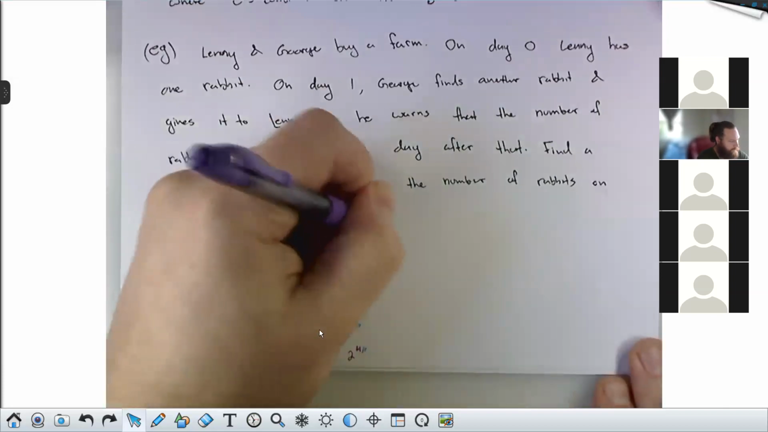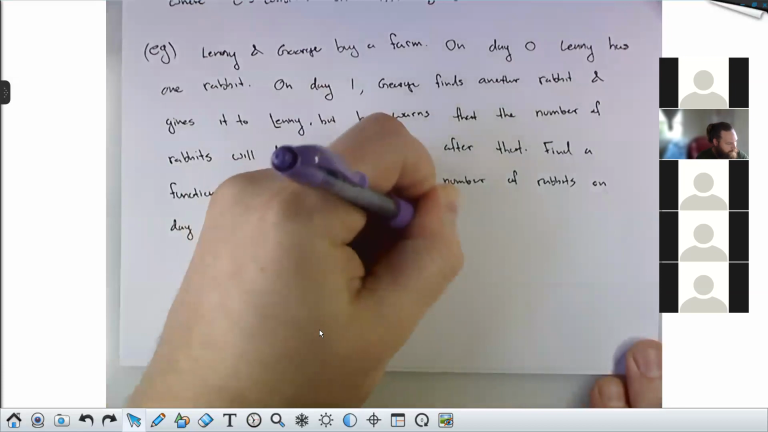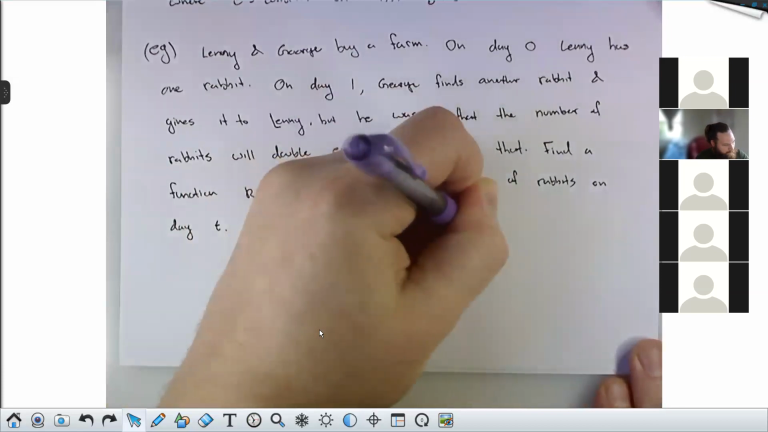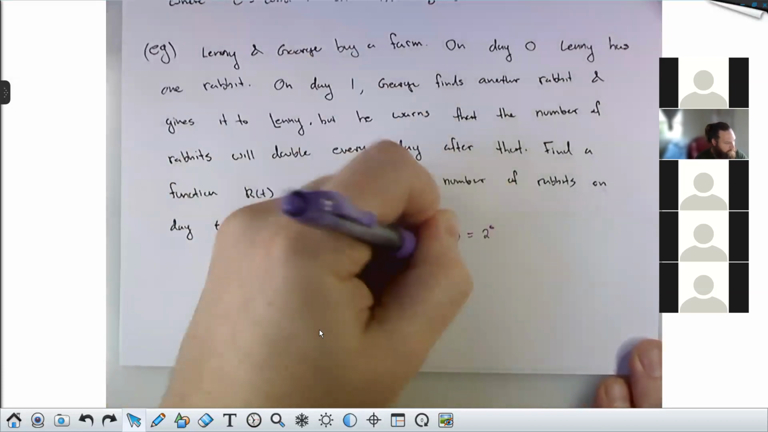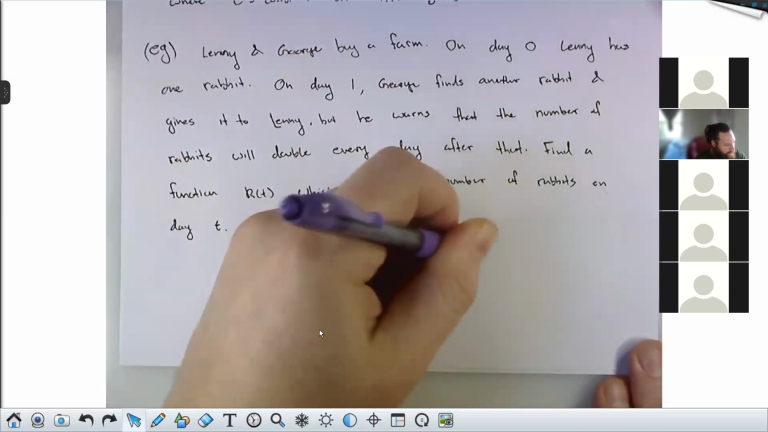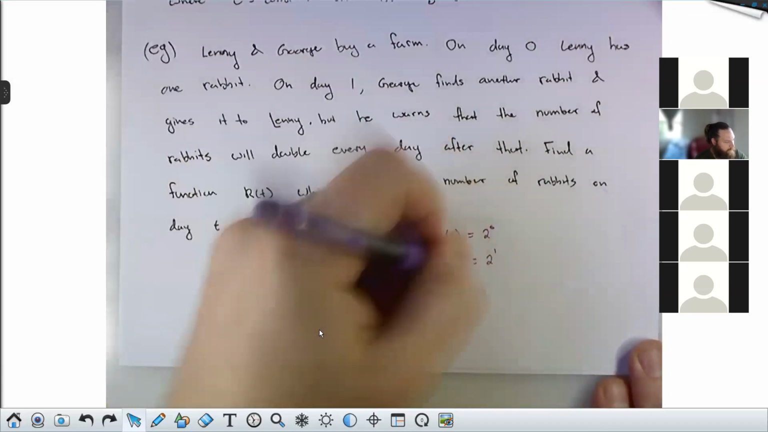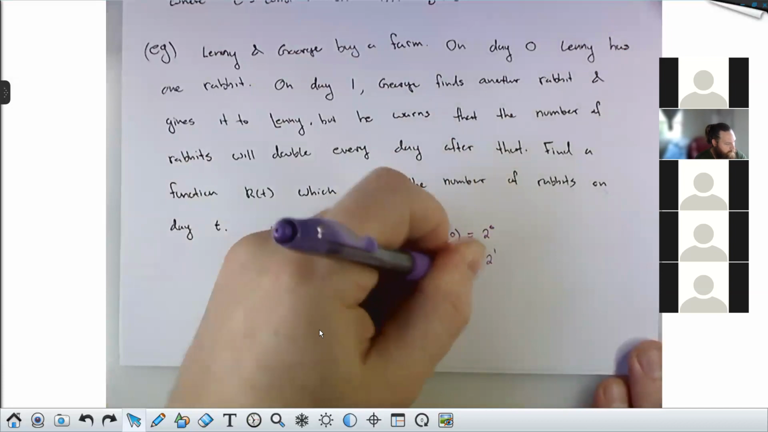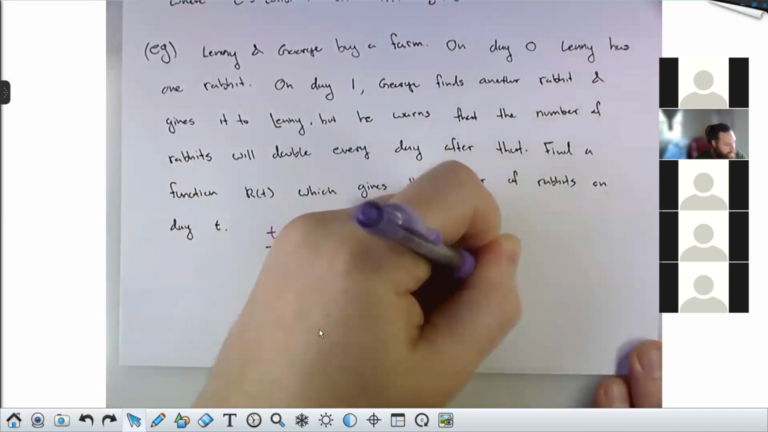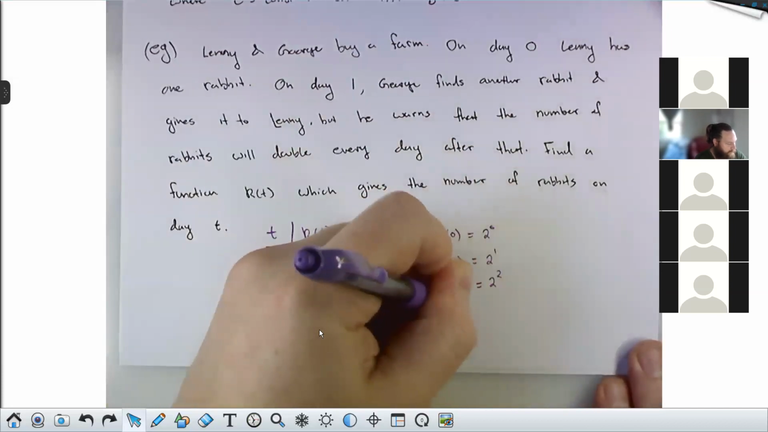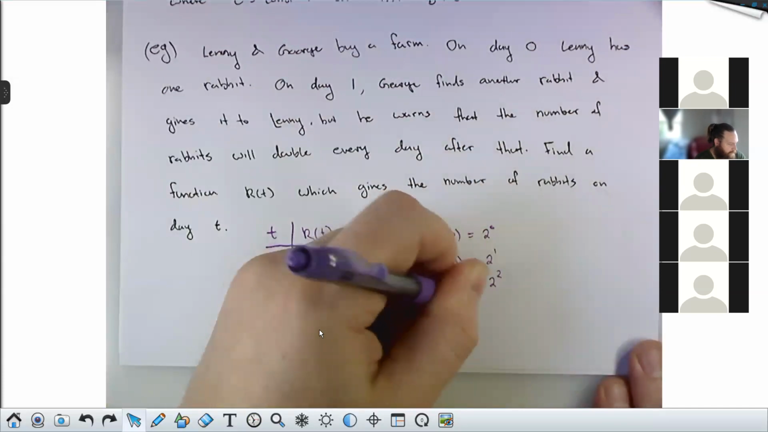Let me write what we were just saying. R of 0 is 2 to the 0. R of 1 is 2 to the 1. This is just writing down the same information from that table. 32. Sorry, I had to use the calculator. No, that's okay. 32 is correct.